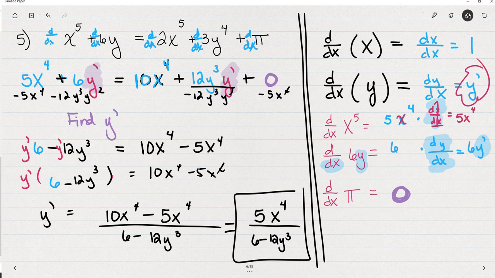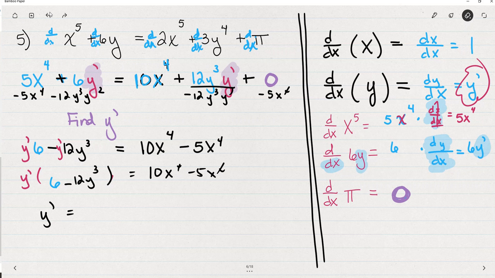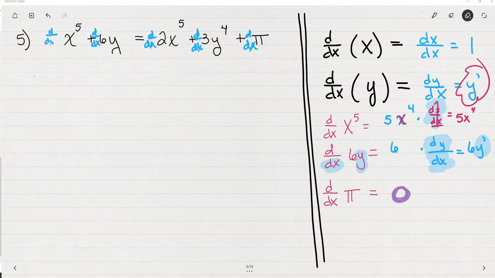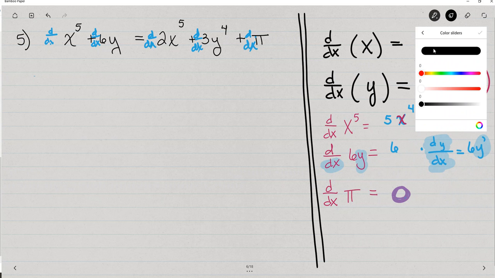Let me erase some of this and just go back because a lot of students struggle with some of this. I want to show you this one more time. Okay, I've erased some of that work, and now I'm going to do this one more time, but going all the way through to see if you can follow.